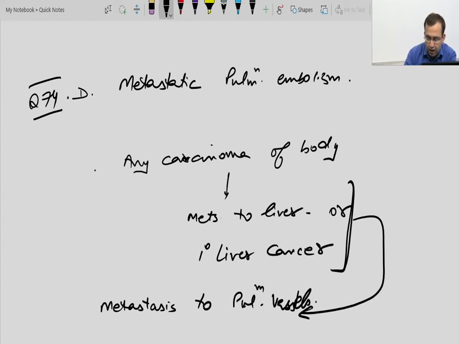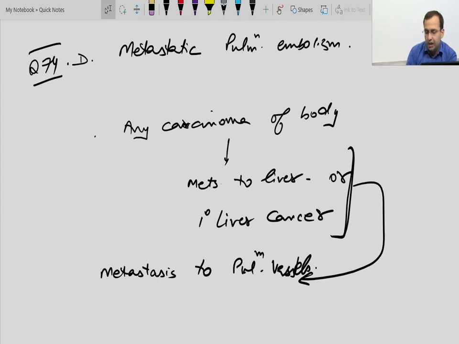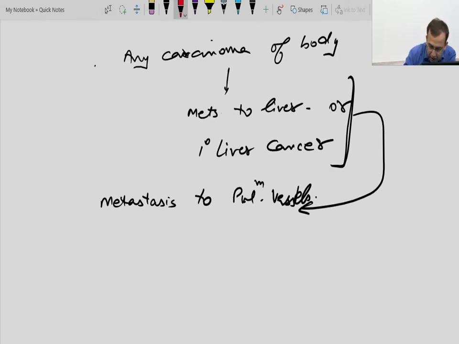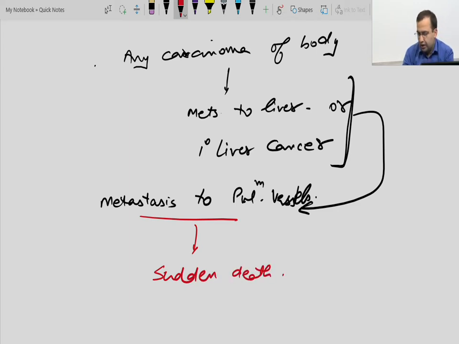That is called metastatic pulmonary embolism, in turn leading to sudden death. So the answer is 4, that is metastatic pulmonary embolism. This was important and tricky. Please do not wrongly mark it as liver mets. That was wrong.